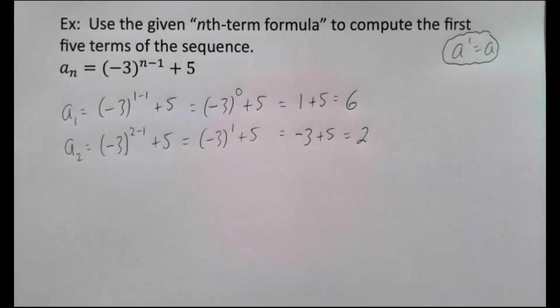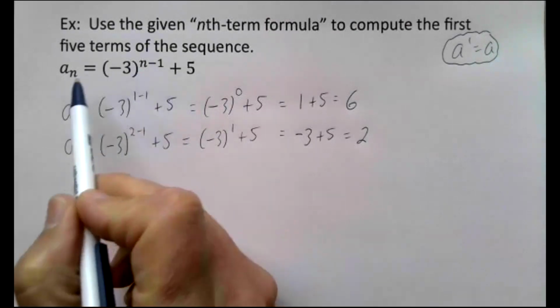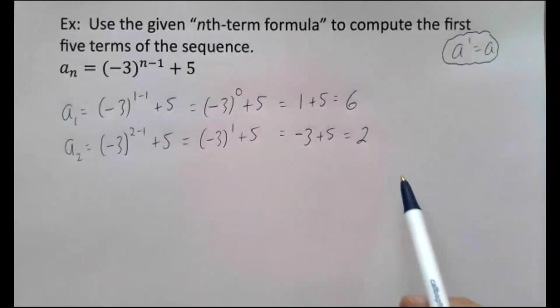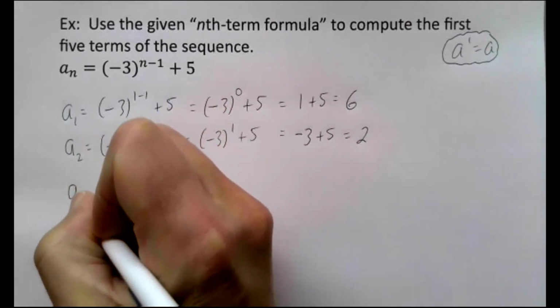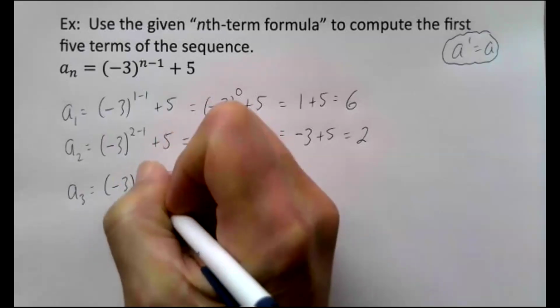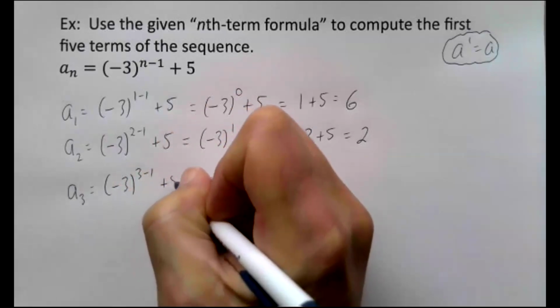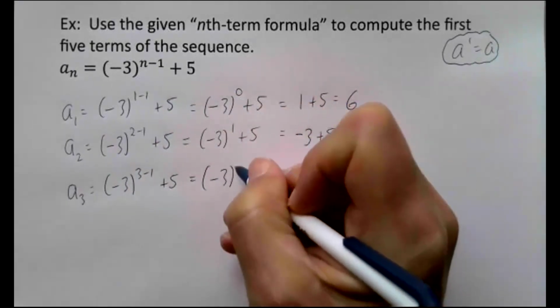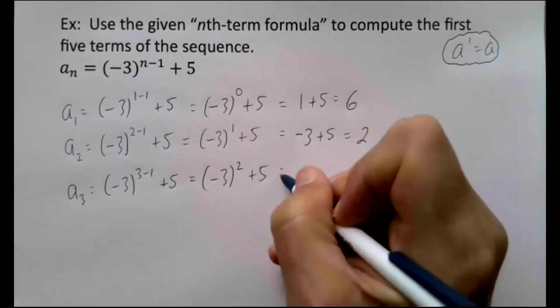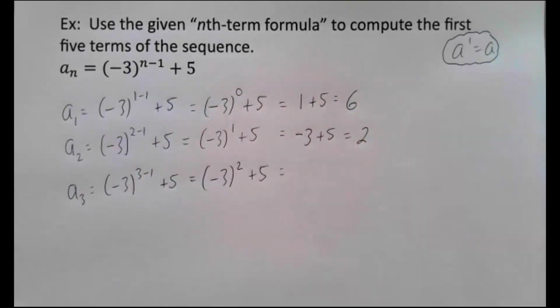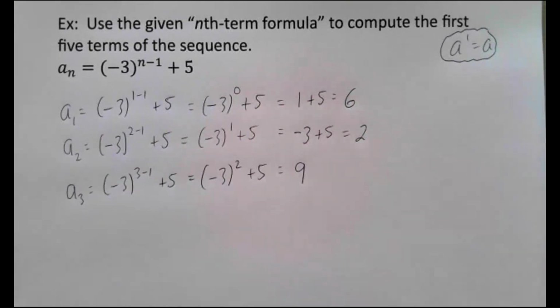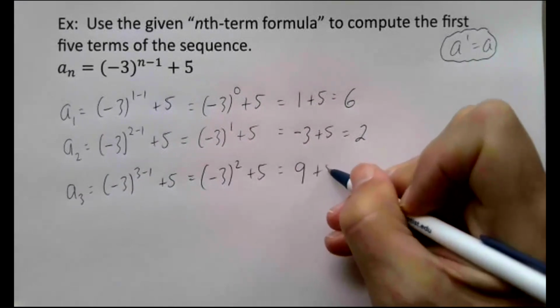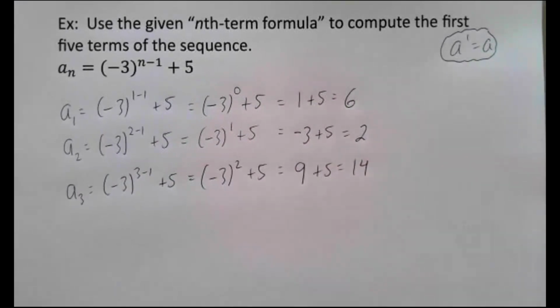How am I going to find that third term of the sequence? We're just going to put a 3 right there, put a 3 right there, do the math, and you get your third term of the sequence. This means negative 3 to the power of 2. Negative 3 to the power of 2 means negative 3 times negative 3, which is positive 9. Plus that 5 we got there, we should get a 14 here.